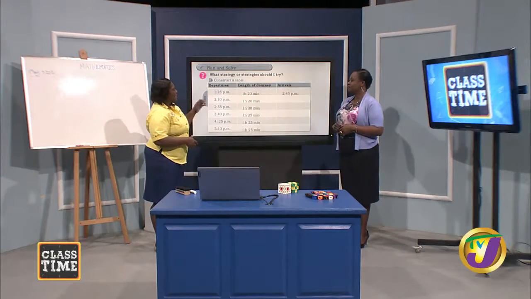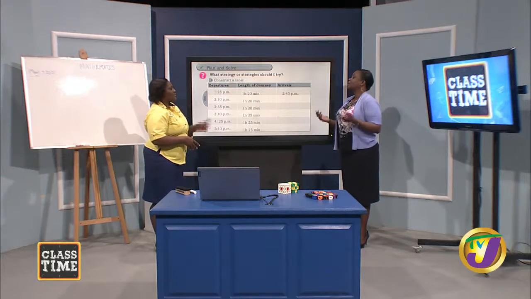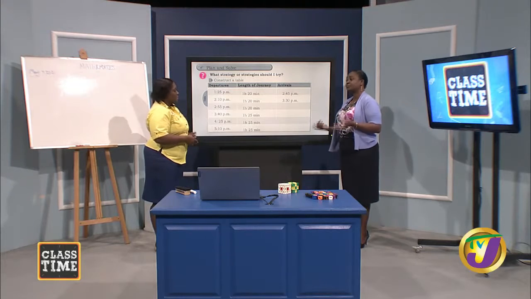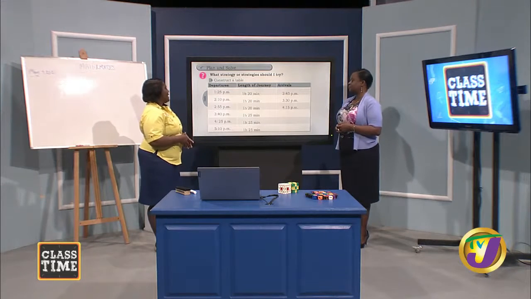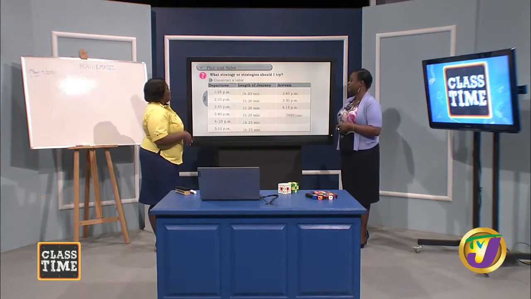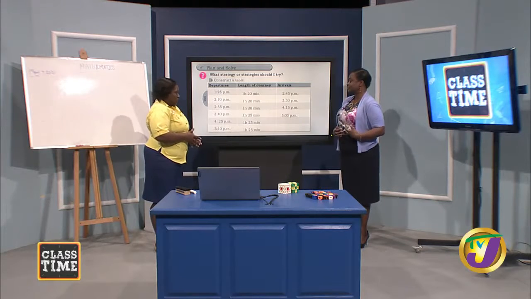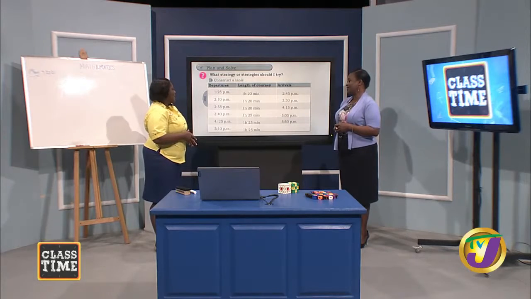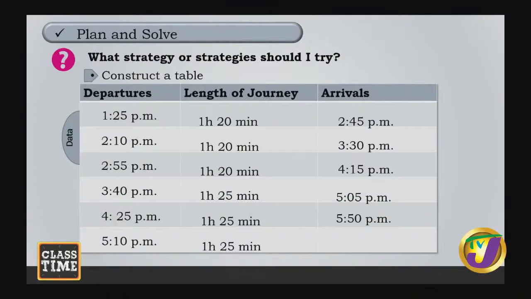The bus that leaves at 1:25 will arrive at 2:45 p.m. The bus that leaves at 2:10 will arrive at 3:30 p.m. The bus that leaves at 2:55 p.m. will arrive at 4:45 p.m. The bus that leaves at 3:40 p.m. will arrive at 5:05 p.m. The bus that leaves at 4:25 p.m. will arrive at 5:50 p.m. And the bus that leaves at 5:10, which is pretty close to 6, will arrive at 6:35 p.m.